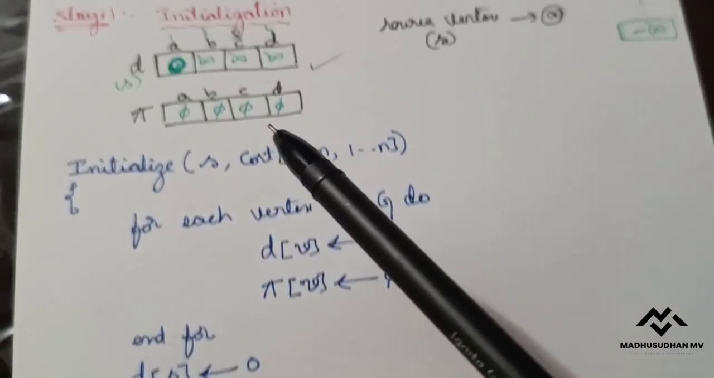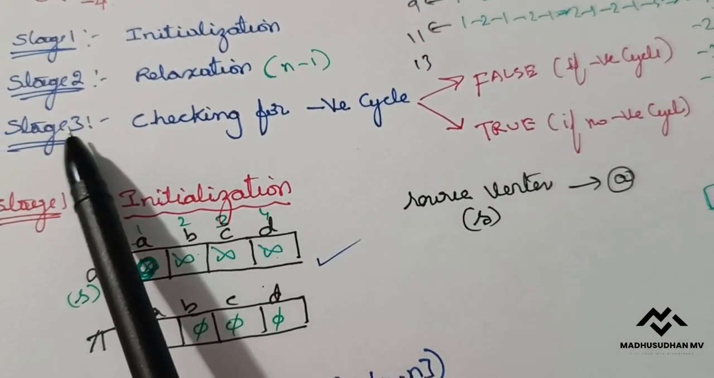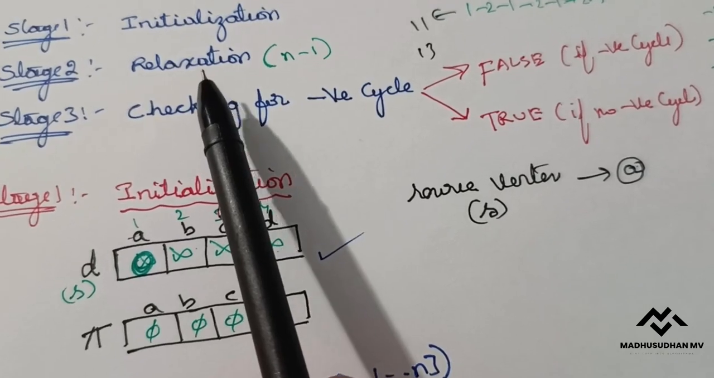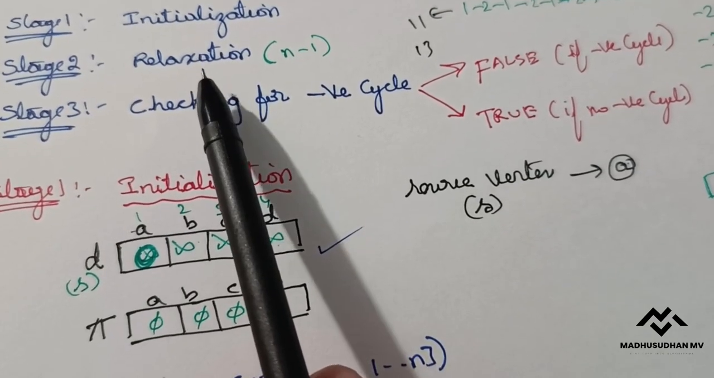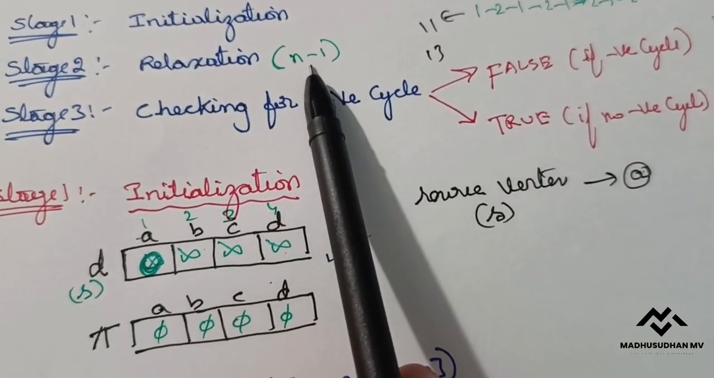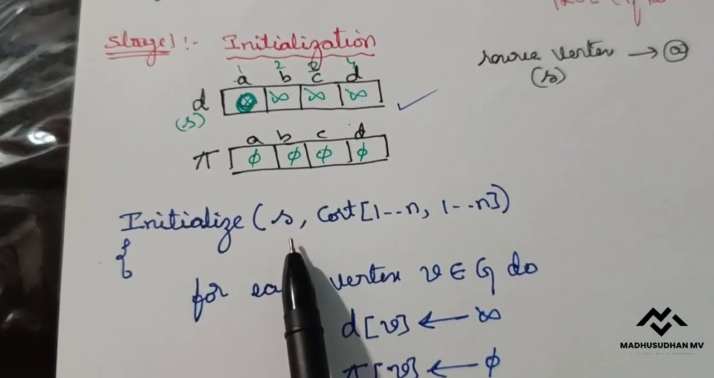See, after initialization, what is the second stage? Second stage was relaxation. Okay, this relaxation we need to do for what? All the edges n minus 1 number of times. Okay, so initialization was stage 1.